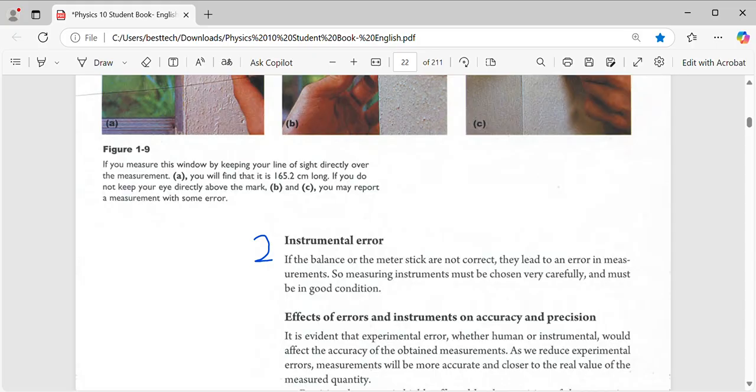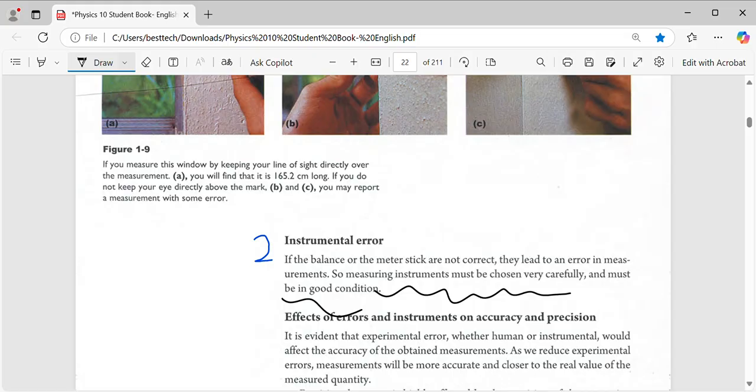So measurement instruments must be chosen very carefully. They must be in good condition, guys. To measure anything, you should be careful to get the right results. Or maybe, guys, have you heard of this instrument before? It's called a thermometer. A thermometer is a type of instrument you can use to measure temperature.